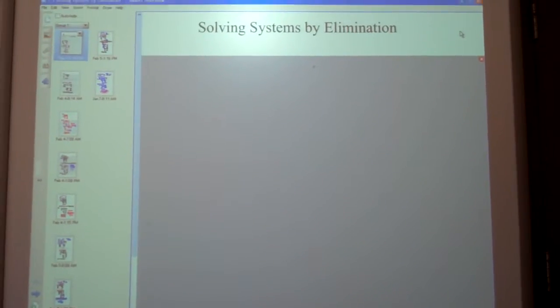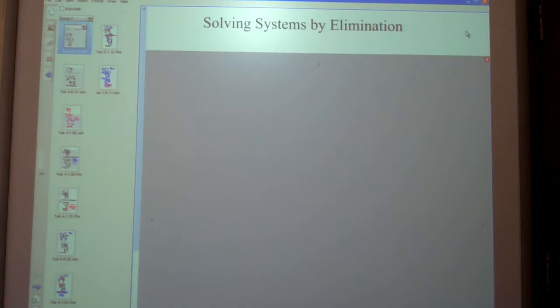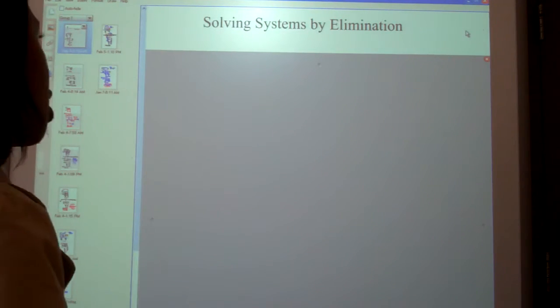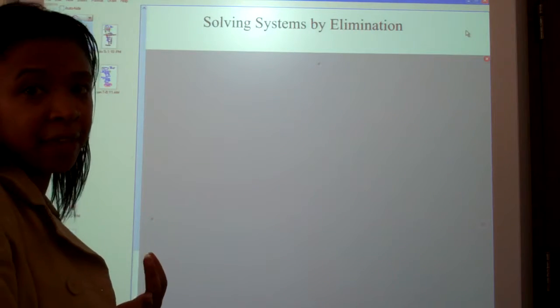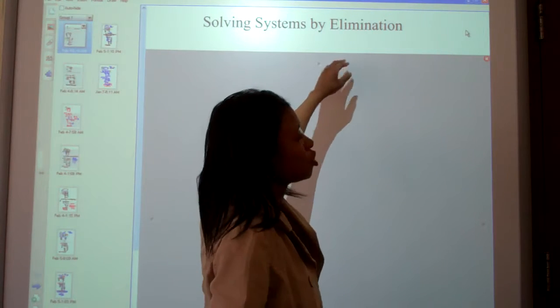This is solving systems by elimination. Remember, we can solve systems of equations. We've done two ways thus far. The first was solving by graphing. The second was solving by substitution. Now we're going to solve by elimination.